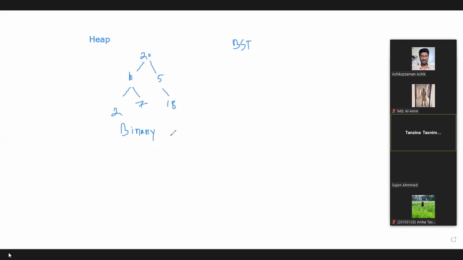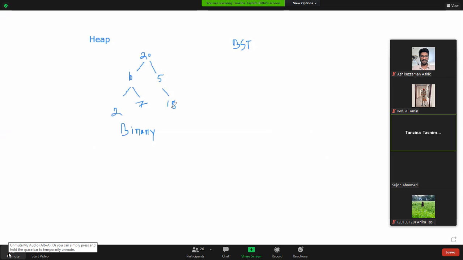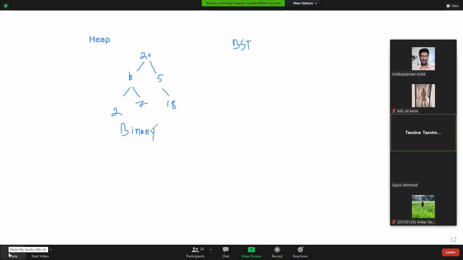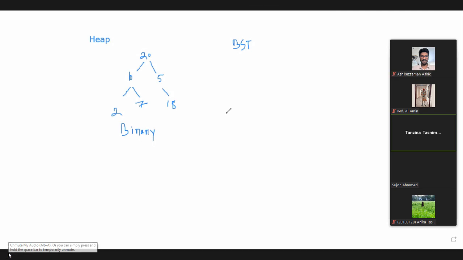Why is it a binary tree? Because here each node has exactly 0 children, 1 child, or 2 children, but not more than 2. Yes, ma'am. Got it. 20 and 10 have 2 children, 2, 7, and 18 have 0 children, and 5 has only 1 child. It's a binary tree. And what is a general tree? A node can have more than 2 children, that is a general tree.